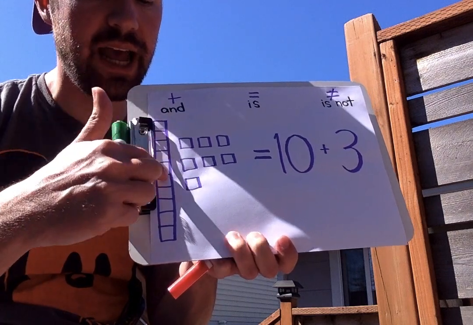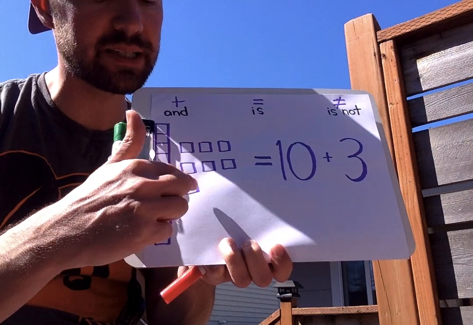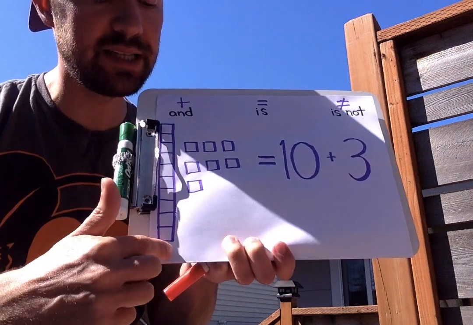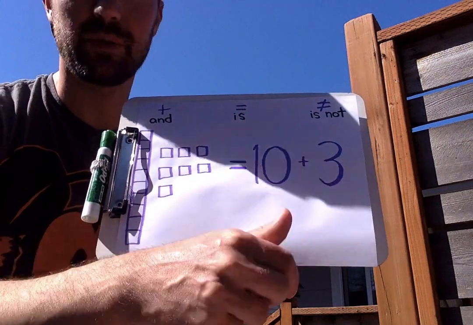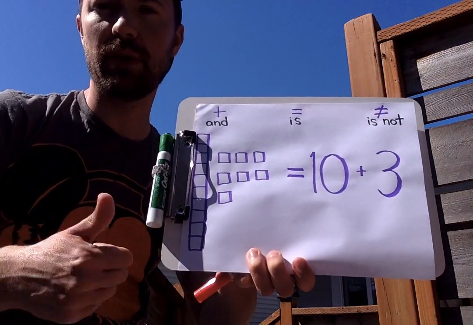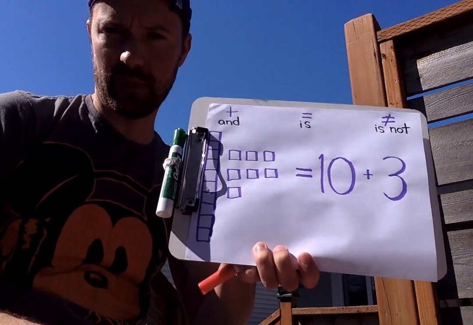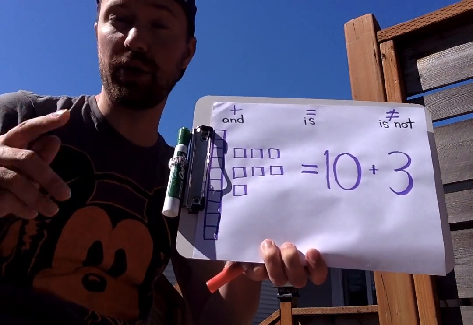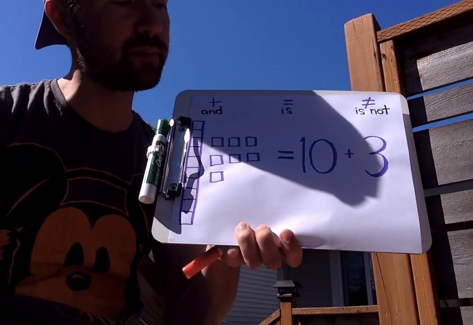Ready, set, read. A 10 stick and 1, 2, 3, 4, 5, 6, 7. So a 10 stick and 7 ones equals 10 plus 3. Take a moment and think, is this equation true or is it false, and why? As always, pause the video and talk to someone near you or think in your own brain and make a guess whether this equation is true or if it's false.